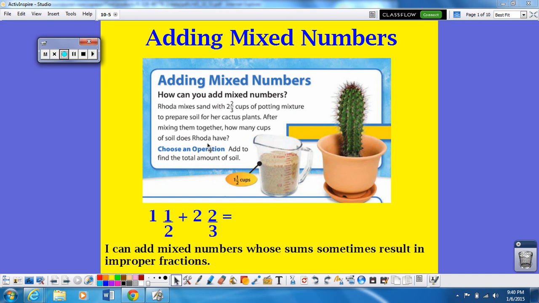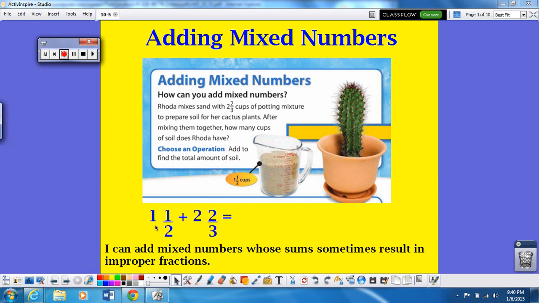And basically when you add mixed numbers, all you're doing is adding the whole numbers and adding the fractions together. And what we're going to find out today is sometimes you need to stop and reevaluate your answer and make sure that you have done what you need to do.